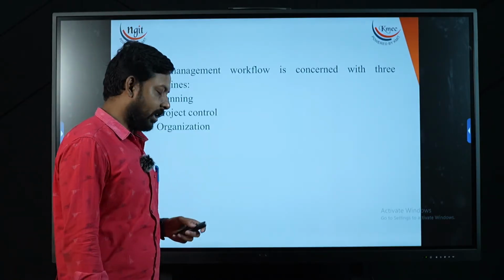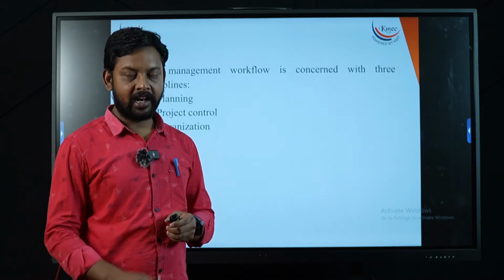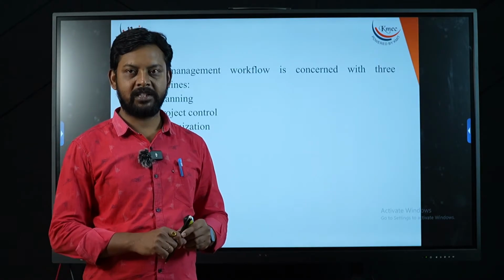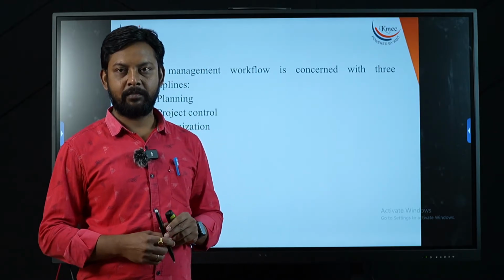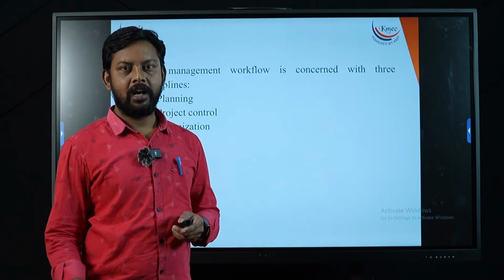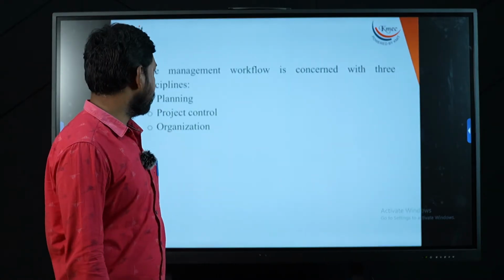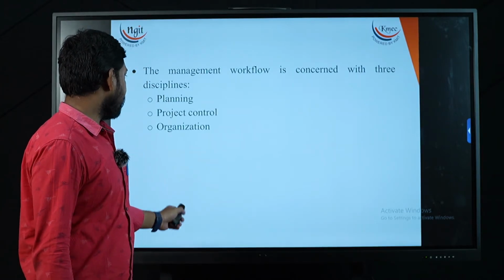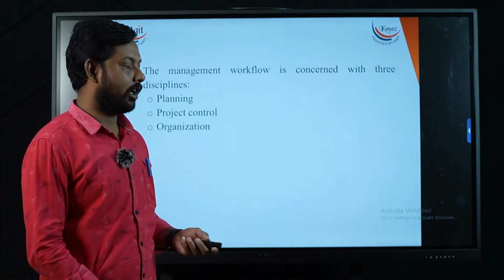And last is your organization. Organization discusses your management activities. Management activities include what the different management activities are, how to manage the different set of people available throughout your project, and how to communicate with the different stakeholders. All those will be discussed under your organization. So these are the 3 different disciplines of your project workflow or project control.